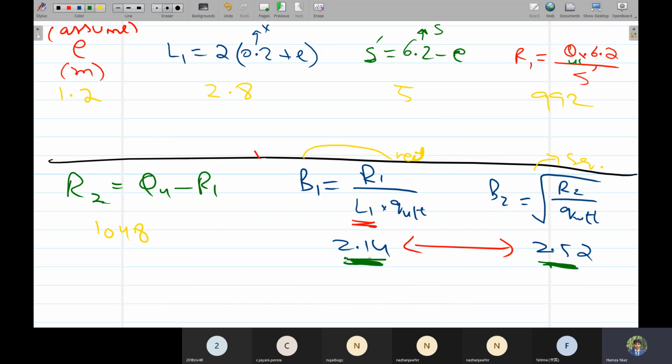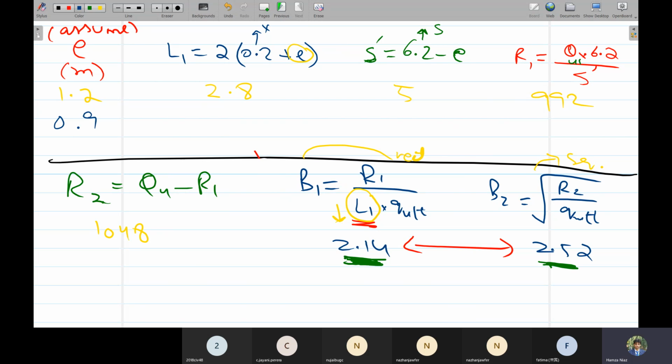So the lesser value means that we have to increase this 2.14. And to increase this B value, we have to decrease the length. Length is dependent upon E, so we are going to reduce the value of E. For example, it was 1.2. We are taking this as 0.9, or we can take it as 1 again. You can do a trial at 1, then you can do it at 0.9.